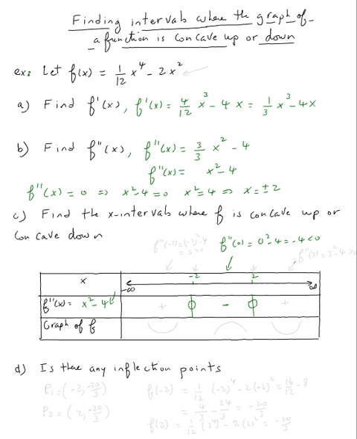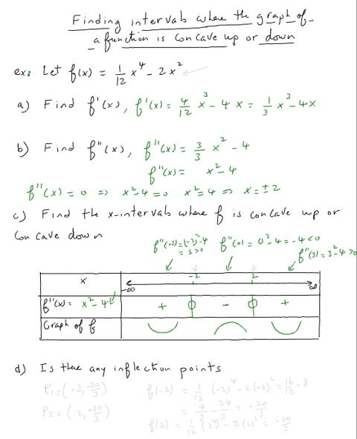Now let me pick a number to the right of 2. I'm going to pick 3. The second derivative of 3, plugging 3 into the second derivative, will be 3 squared minus 4. 9 minus 4 is 5, positive. So I know this is positive. Now I need to test the second derivative for x smaller than negative 2. I'm going to pick negative 3. The second derivative of negative 3 is negative 3 squared minus 4, which is also 5, positive. So now I know this is concave up, concave down when it's negative, and then concave up.